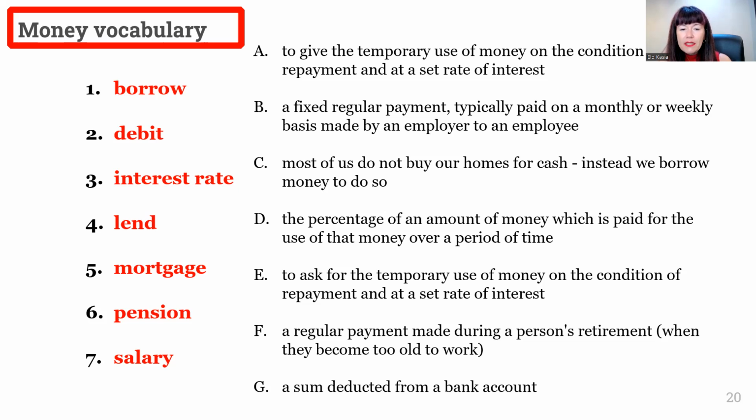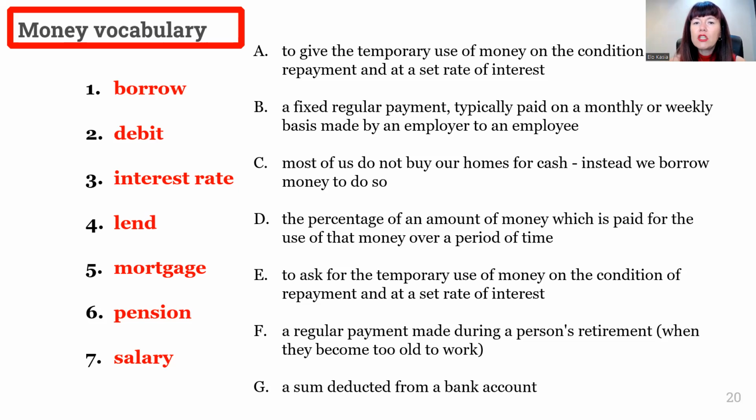A regular payment, that is F, a regular payment made during a person's retirement when they become too old to work. What do we call this? And then we have a sum deducted from a bank account. I think you will find this very, very useful. Yeah. So if you need a little bit more time, please pause this slide. But I'm going to give you the correct answers now.